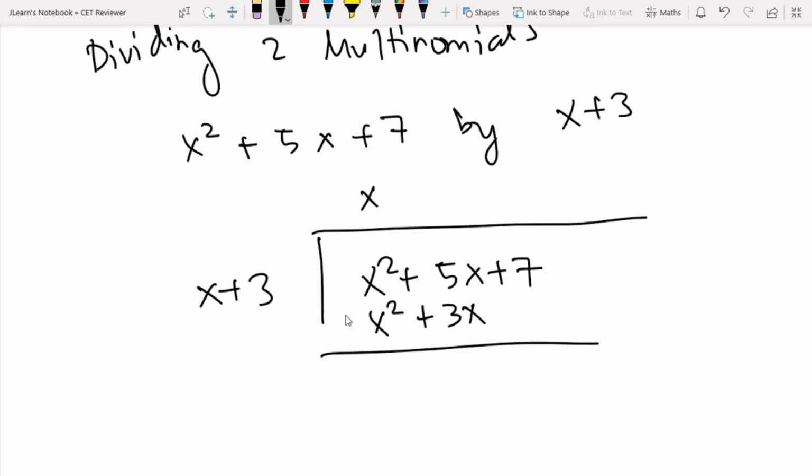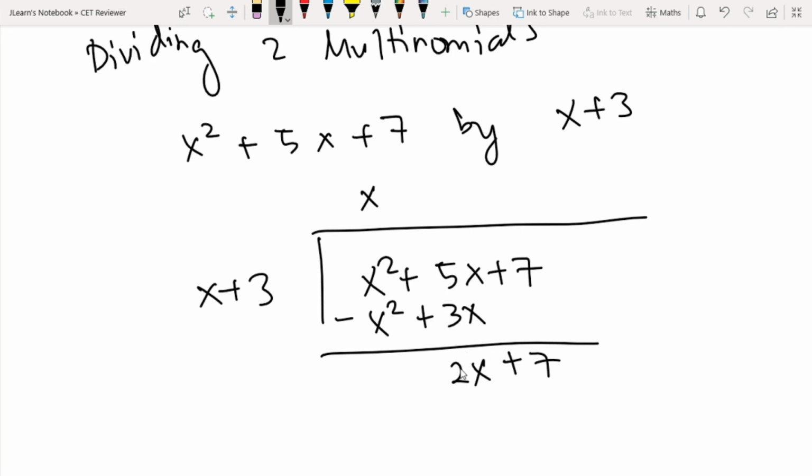Tama? Then, you subtract. So, x squared magiging 0. 5x minus 3x, yan ay 2x. Then, you bring down 7. So, plus 7. So, anong kailangan ko i-multiply sa x plus 3 para makakuha ko ng 2x plus 7? So, kung maisip mo, hindi siya exact.